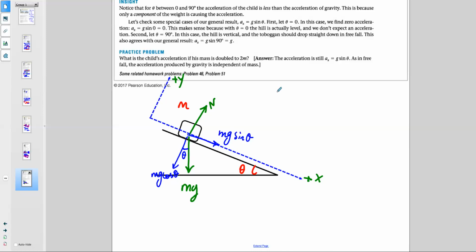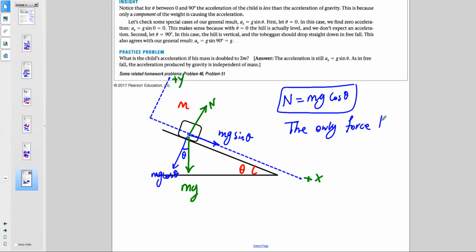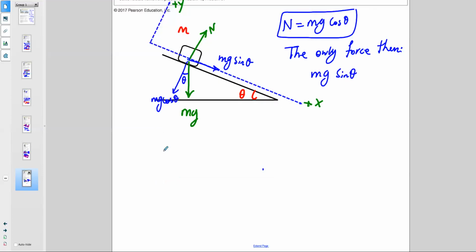So that was rule number one. Rule number two was always that the forces perpendicular to the motion, with an angle of 90 degrees, will always cancel out. In other words, your normal force will always cancel out mg cosine theta. So the only force that's acting on the object is mg sine theta. So now let's write down Newton's second law.